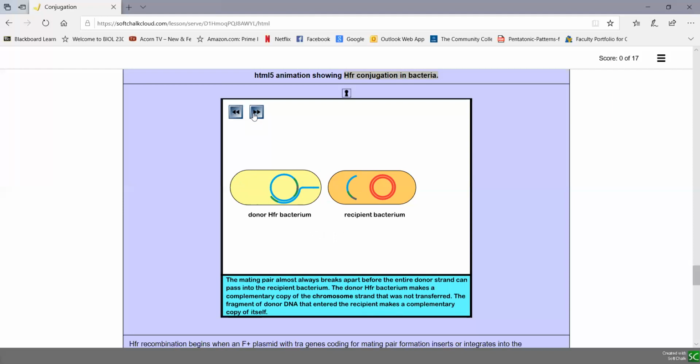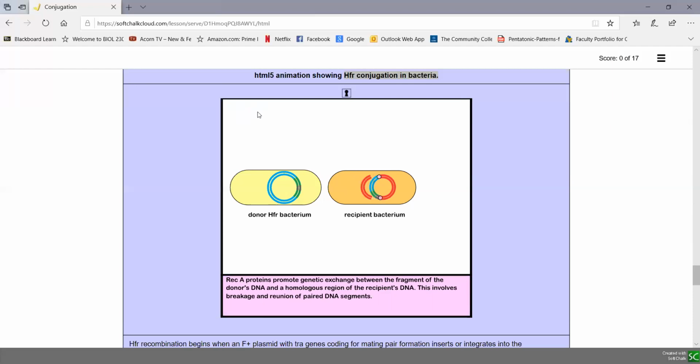So as mentioned, the mating pair usually breaks apart before the entire donor strand can pass into the recipient. The remaining strand of the chromosome that wasn't cut makes a complementary copy of itself, and the fragments that didn't get through are degraded. So this bacterium on the left still remains an HFR male. And the piece of chromosomal DNA in blue from the donor makes a complementary copy of itself. And at that point, like in transformation, that could insert into the red chromosome here of the recipient with RecA proteins.